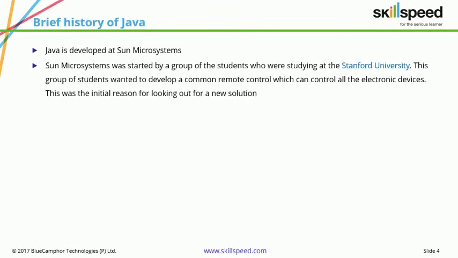Sun Microsystems was actually started by a small student group who were studying at Stanford University. This group of students wanted to develop a common remote control which can control all the electronic devices, say your AC, television, and any device which can be controlled by a remote control. That was the initial reason that they wanted to look for a solution, because of which they started the concept of the Java language.